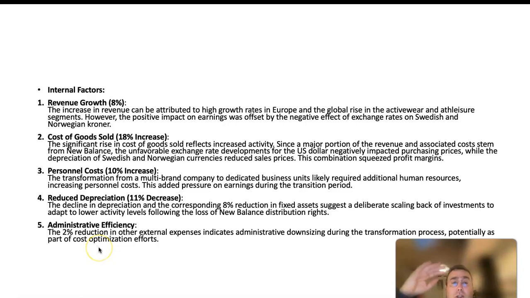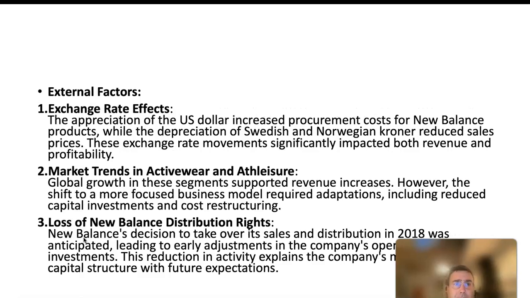Then we have the 2% reduction in other external expenses, which indicates administrative downsizing during the transformation process, potentially part of the cost optimization effort. So we can see, okay, a 2% reduction, that is a positive thing. Then we have external factors: the exchange rate, market trends in activewear, and the loss of New Balance distribution rights. Of course, this also affects it, and you should take it into consideration in terms of why it developed the way it did.